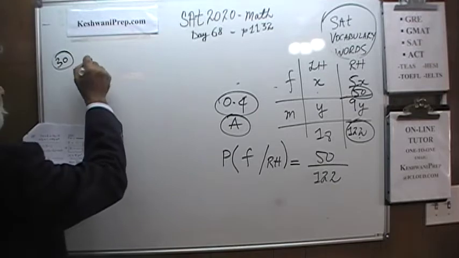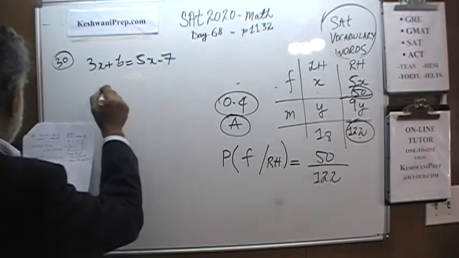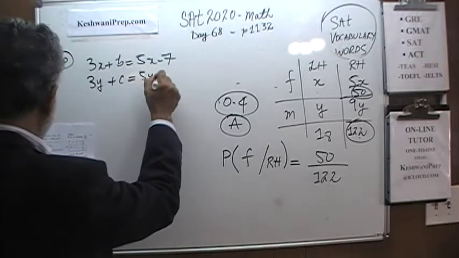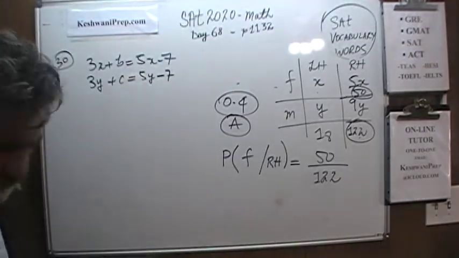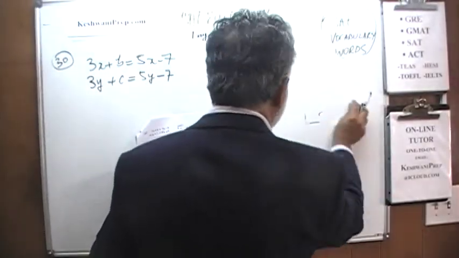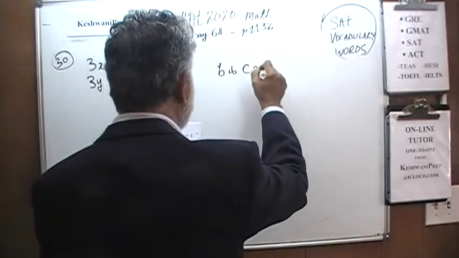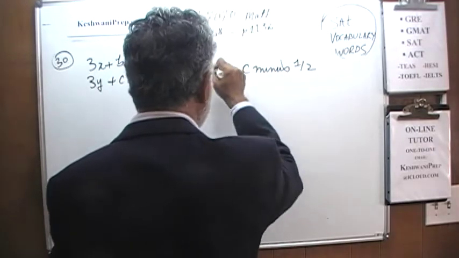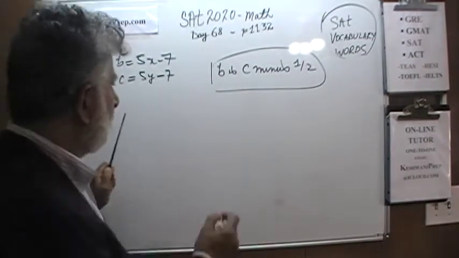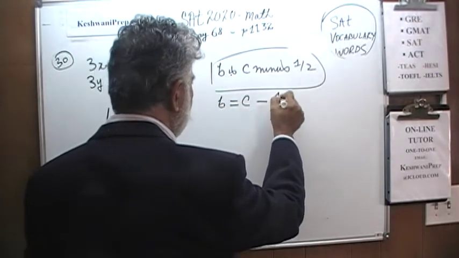Number 30. We are told that 3x plus b is equal to 5x minus 7. We are further told that 3y plus c is equal to 5y minus 7. And we are also told that b is c minus half. This is how it appears in the exam, in words. So first thing we're going to do is convert this into an equation. b is, which means equals, c minus 1/2.